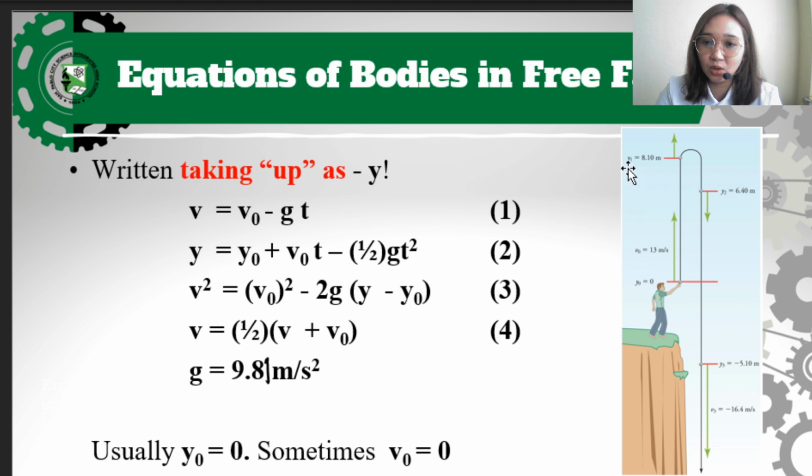So, y0 to y is equals to 8.10 meters. So, yun yung negative natin. So, ayun yung gagamitin. Ito yung mga gagamitin na equation. So, from this point, dun sa peak niya, pababa, positive na po yung gagamitin natin. Okay? So, usually, y is equals to 0 and v is equals to 0 kasi lagi po tayong at rest or at starting position.